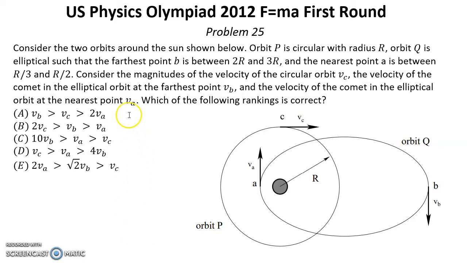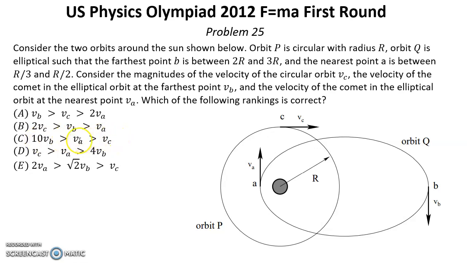Solution. From these 5 options we can guess the result and check C. If we compare 10 VB with VA, the biggest difference could be when the distance from A to the Sun is r over 3 and the furthest is 3r. It means that the biggest ratio between these two distances is 9 times. Due to angular momentum conservation, VA divided by 9 must be greater than VB, and we have 10 VB greater than VA. So this is a correct one.